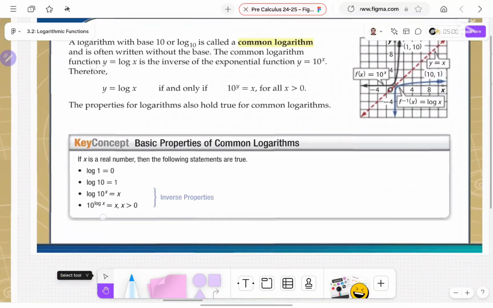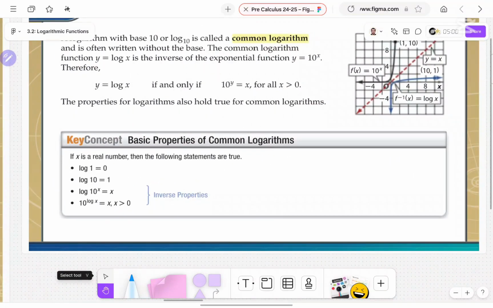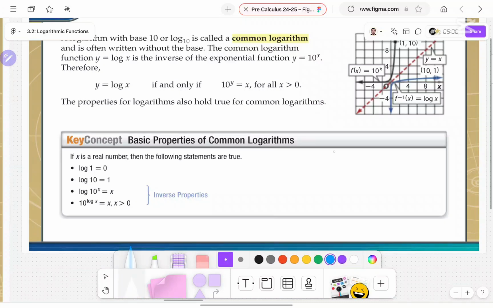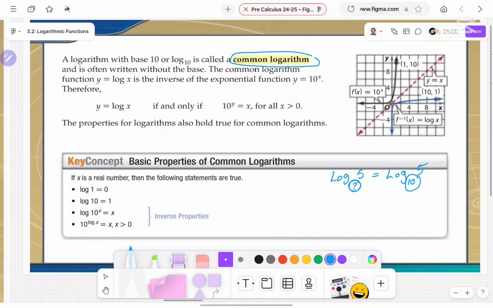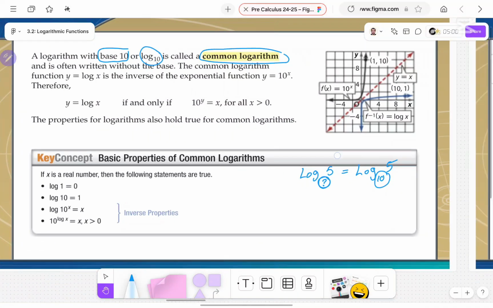Now, let's take the common logarithm. So we have here the common logarithm. Just to summarize, when you have log without a base, we don't know the base, and they just tell you log of 5, that means log base 10 of 5. So what we call the log here, we call it the common logarithm. What is the common logarithm? A common logarithm is a logarithm with the base 10, or log base 10. So this is the meaning of common logarithm. Every time you hear common logarithm, it's the same as when the base of the log is equal to 10.